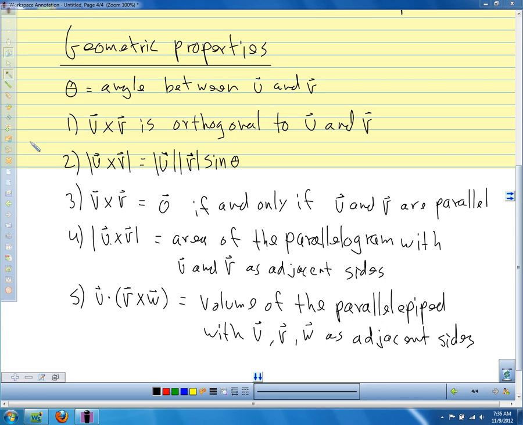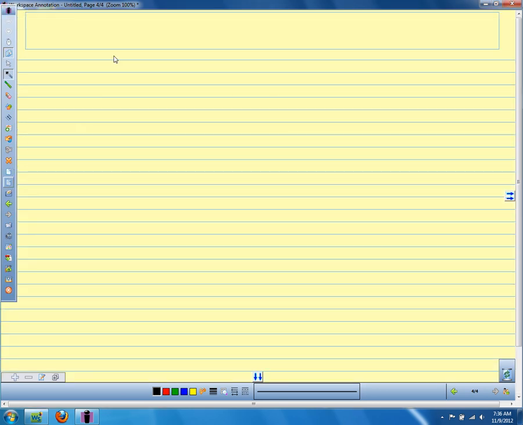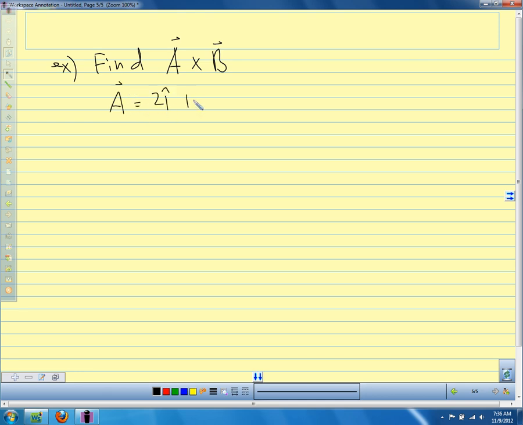All right, let's do a couple of calculations and then we're done. So we want to find, we're just going to calculate a cross product. Find A cross B, where A is 2i plus j plus k, and B is negative 4i plus 3j plus k.